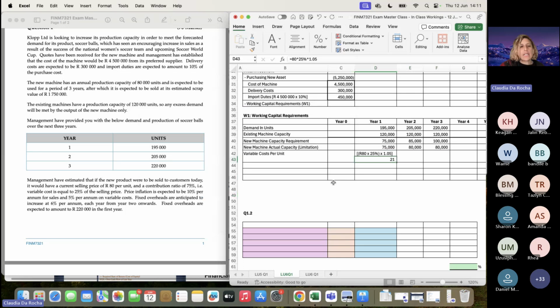Perfect. Okay, when we go to the following year, we're now going to take our 21 and multiply it by inflation, which gives us 22, rounded up from 22.05. And then for the third year, we're going to say it's 22 times 1.05, which gives us 23.